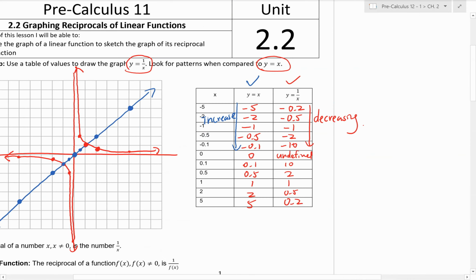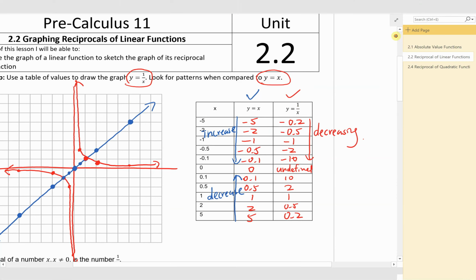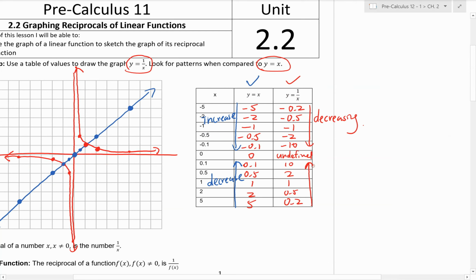Well, what if we go this way? If we look from the bottom and go up, the y values for the blue graph are actually decreasing here, right? This is decrease. And if you look at the red graph, if we're going up this way, this is actually increasing. So when the blue graph decreases, the red graph increases. When the blue graph increases, the red graph actually decreases. So it's just kind of going the opposite way.